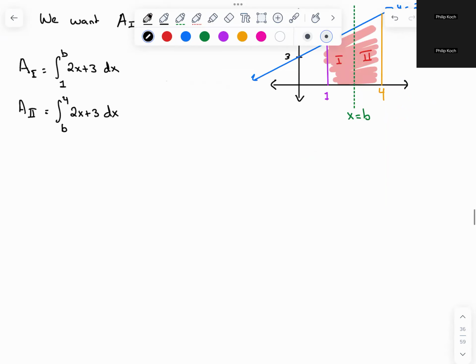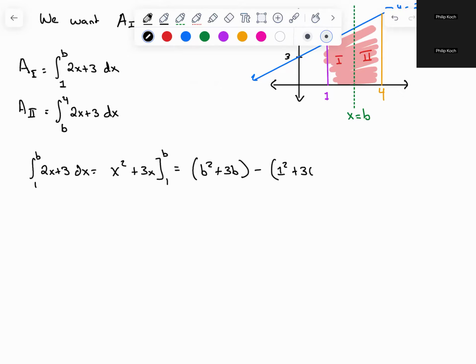So the integral from 1 to b of 2x plus 3 dx, well, find the antiderivative. The antiderivative of 2x would be x squared. The antiderivative of 3 would be 3x, evaluated from 1 to b. And that would be b squared plus 3b minus 1 squared plus 3 times 1, which would be b squared plus 3b minus 4.